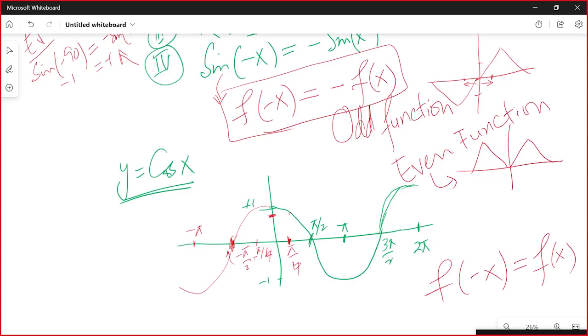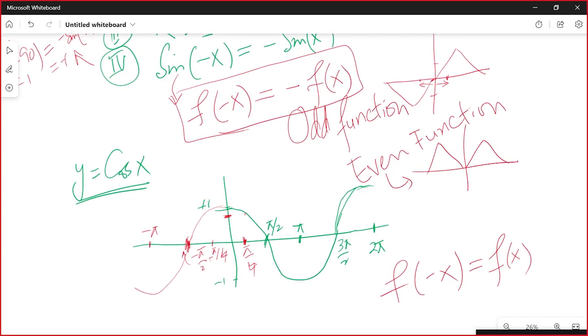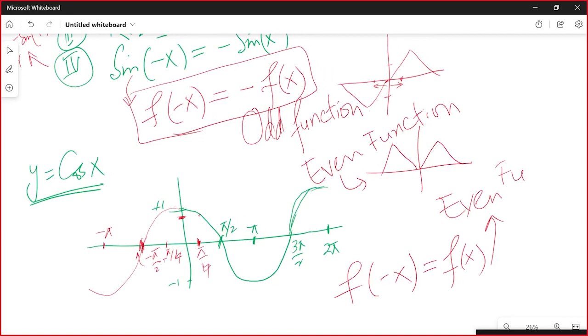And for an odd function, what was it? Negative f of x. And here f of minus x equals f of x. So is it an odd function then? No, it would be even. Yes, it's an even function. So cos x is an even function. Does it make some sense to you? Okay. So sine is an odd function, while cos is even.